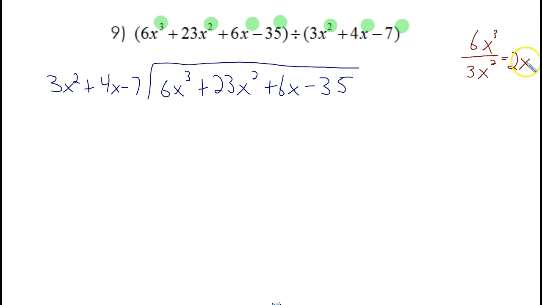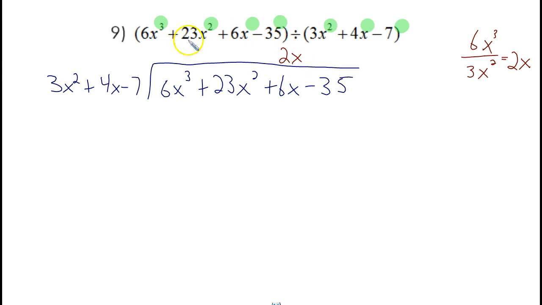Remember that rule from another class. So 2x is what we get. Remember, I like to line that up over the x term here, so that's where I'm going to put my 2x. And if you think about it this way, I am dividing by 3 terms, so I'm going to start my answer on my third term. It should line up where it's above the same degree term.